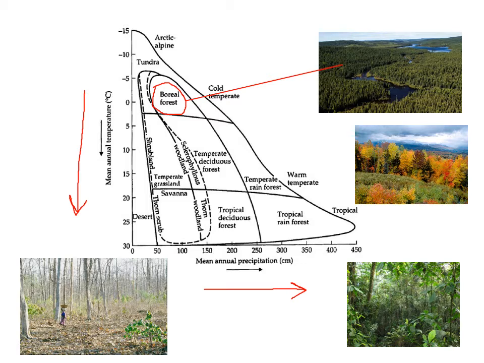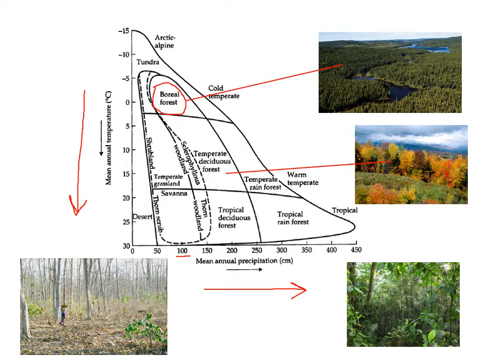And boreal forests can be quite dry, so we can see around 100 centimeters of precipitation to fairly wet, about 100 to 200 centimeters of precipitation. Another forest type here we have is temperate deciduous forest. And you can see here this lovely picture of fall colors in the eastern United States.